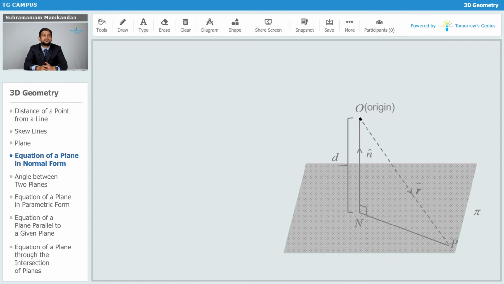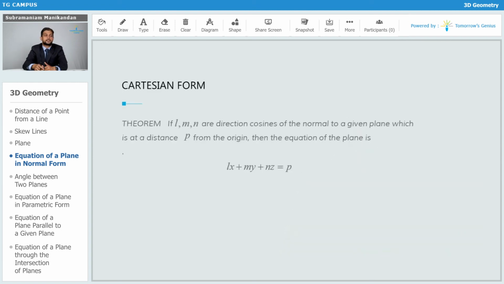Of course, for this we need to know the unit vector n cap in order to be able to write down the equation like this. So therefore, let's look at a simple example demonstrating this. We'll do this later on, except for the Cartesian form of the equation of the normal form of the plane.